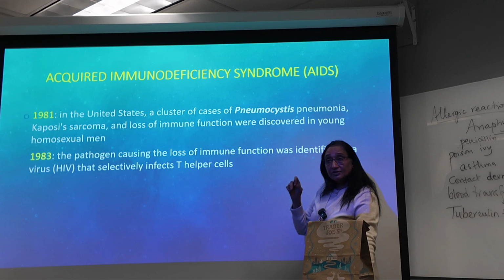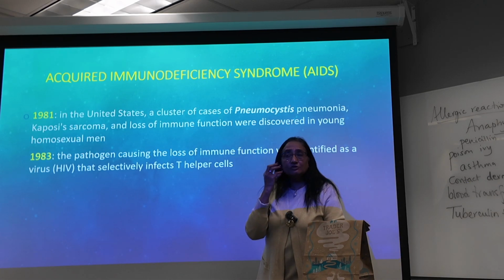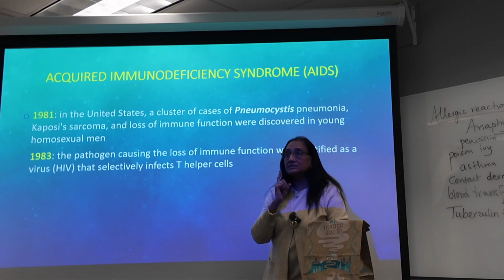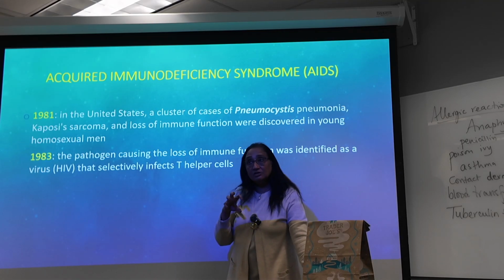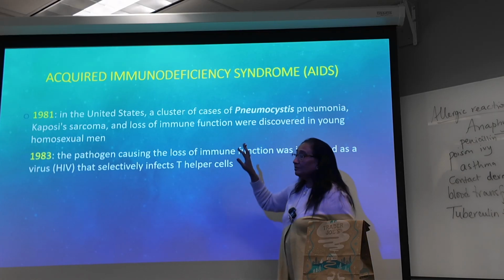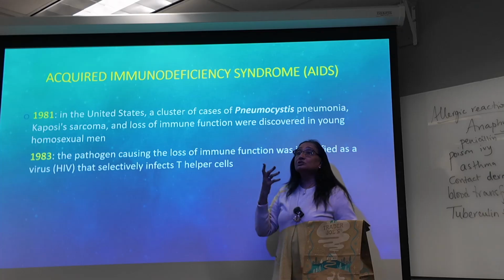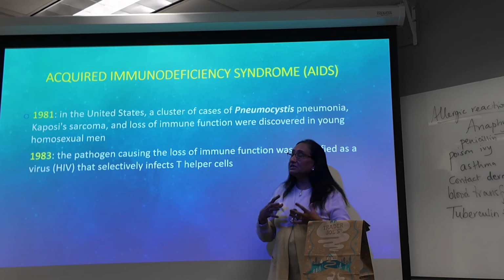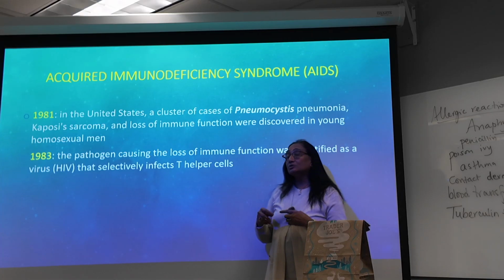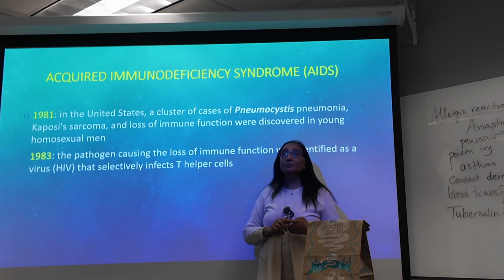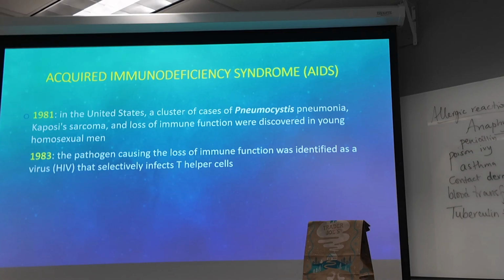So they died because of that, and there was another cluster of patients who got a type of soft tissue cancer, which is called Kaposi's sarcoma. So they found these cases, and at that time, this was first seen in homosexual men. So there was a cluster of cases. That's when they started looking into it, and it was only in 1983 that the pathogen was isolated. Okay, but this is in the US here.